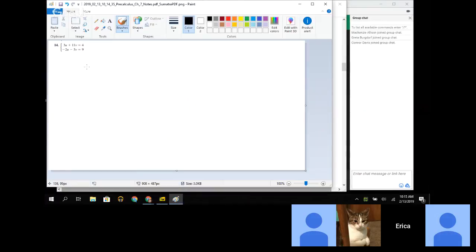Okay, so elimination means that we're going to get rid of one of the variables by making it the same as the other one. In a really simple example, if you had a positive x and a negative x in two different equations, you add them together and they get rid of each other. This is a little bit more complicated, but we can totally do it.